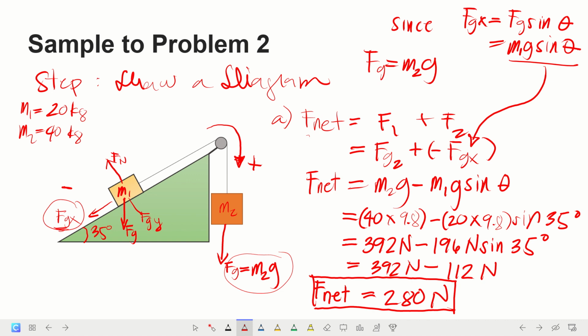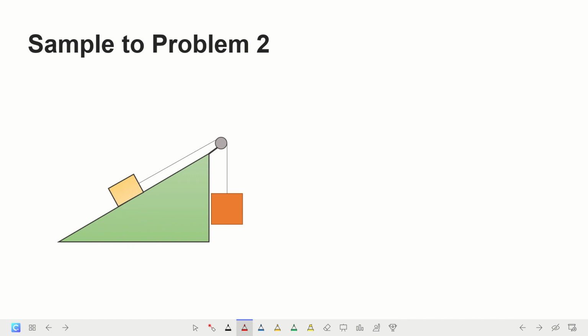Okay, so for letter B, our diagram disappeared. Excuse me. Okay lang yan.